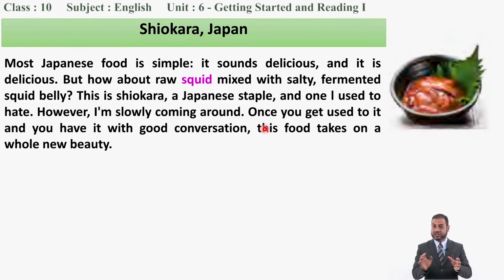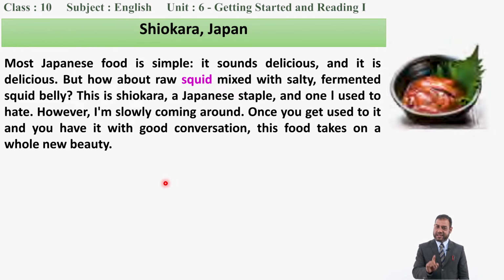Does the writer like this food at first? What do you find? See, he says here, and one I used to hate. It means that at first the writer does not like to eat this food. He hates. She hates, okay? Then later, when he comes around slowly to the food, at that time he starts enjoying the taste of this food. So now what squid is, you have to know so that you will understand what type of food it is.